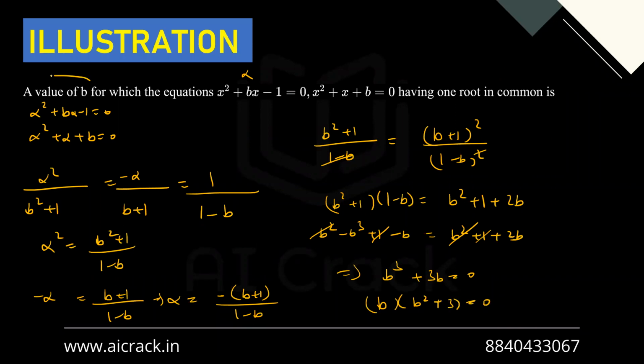Now they have just asked for the value of b. So if in the options they give you complex numbers, then you'll have to mark that option as well. So b is either 0 or b equals plus minus root 3 iota. So these are the values for which these two equations will have one common root. They haven't asked for one real common root or one rational common root. They have just asked for one root in common. So in that case, we'll have to consider this value as well.